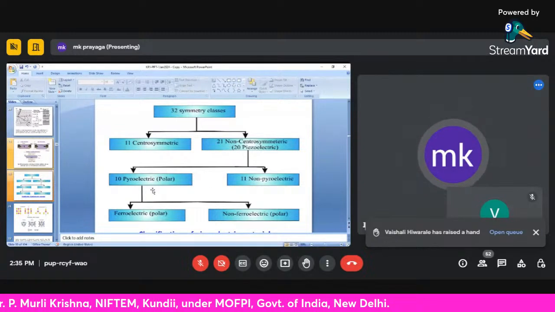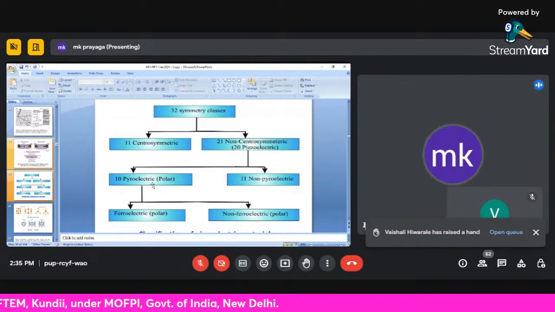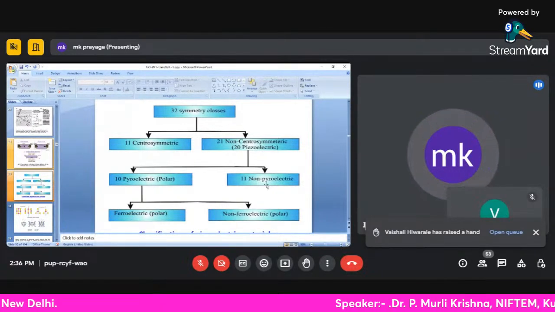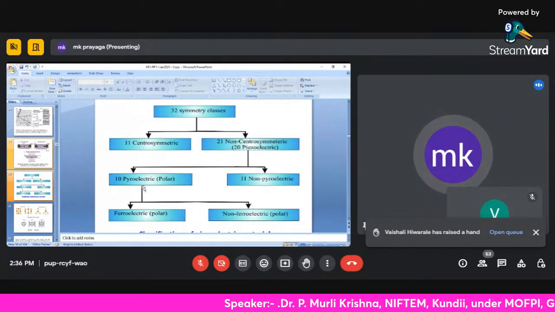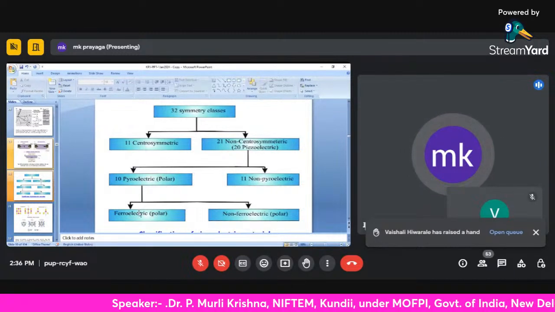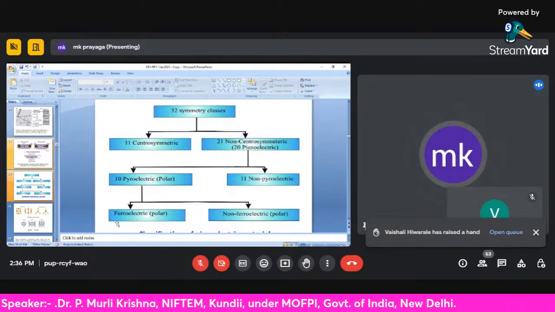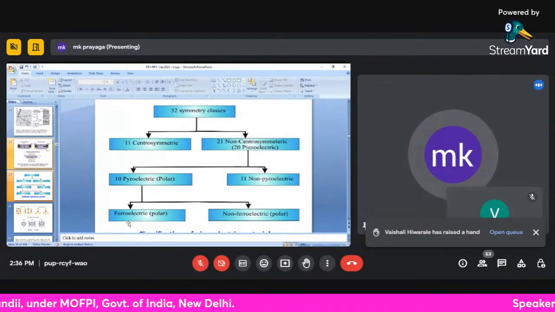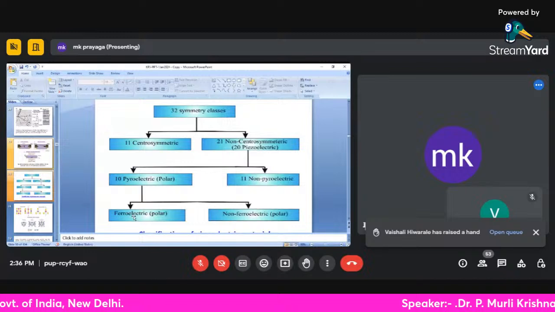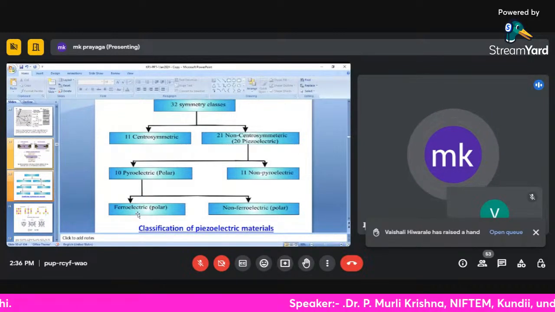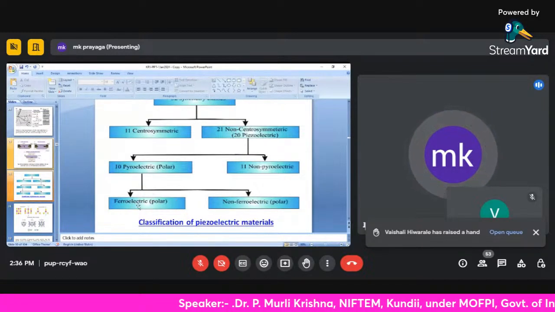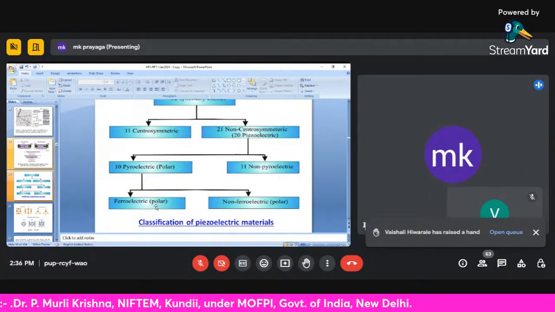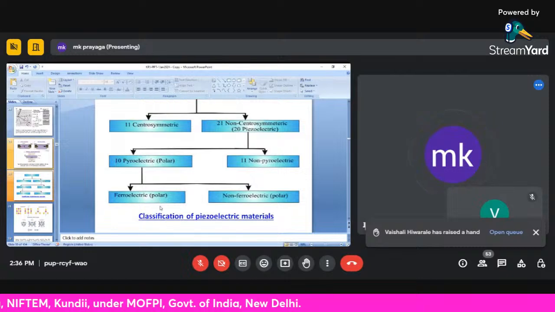Out of these 20, 10 will show a polar axis. They are called pyroelectric, and 10 will be non-pyroelectric. Leaving aside the non-pyroelectric ones, the pyroelectric materials come under polar structures, which include ferroelectric materials. So what do ferroelectric materials mean? They exhibit spontaneous polarization even in the absence of an external electrical field. Okay, so this is the definition of ferroelectric materials.